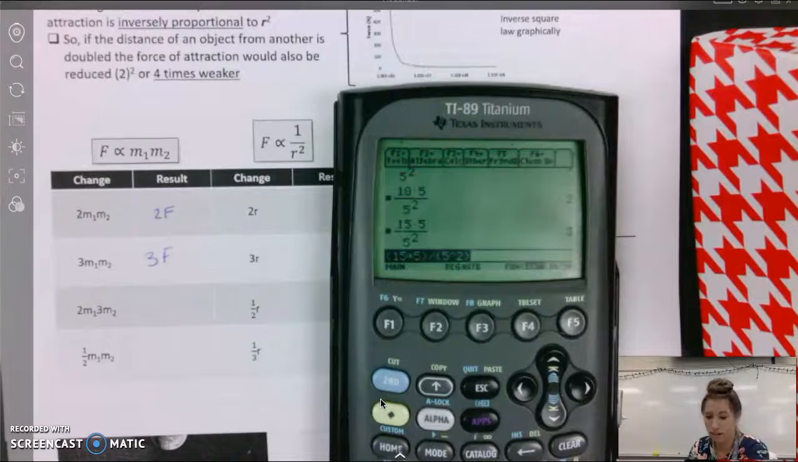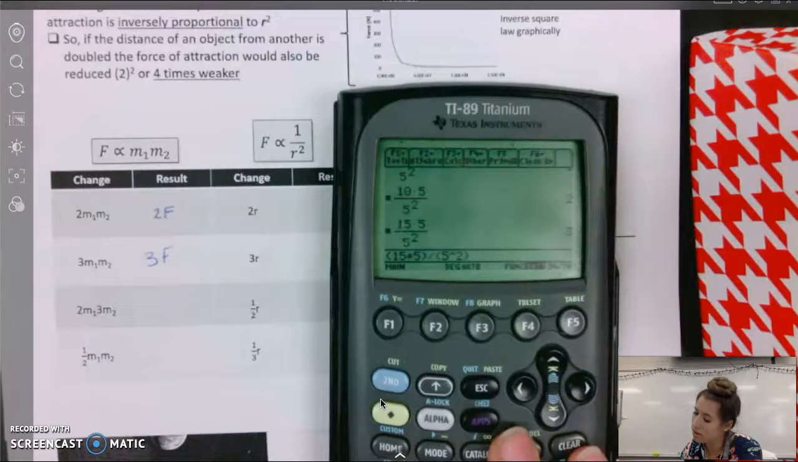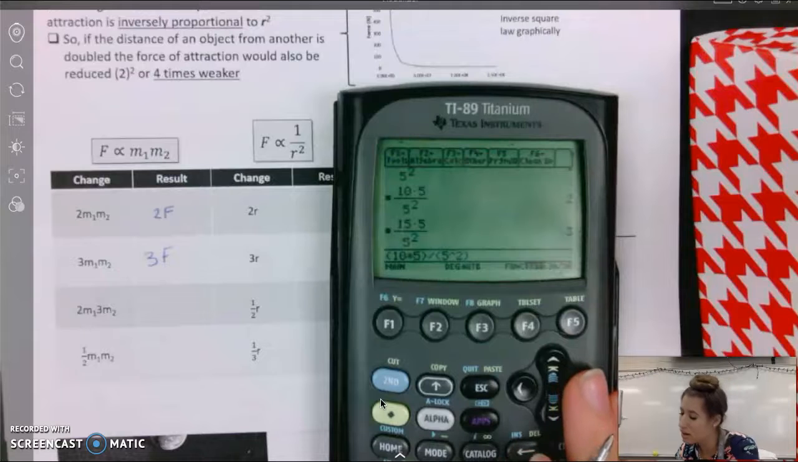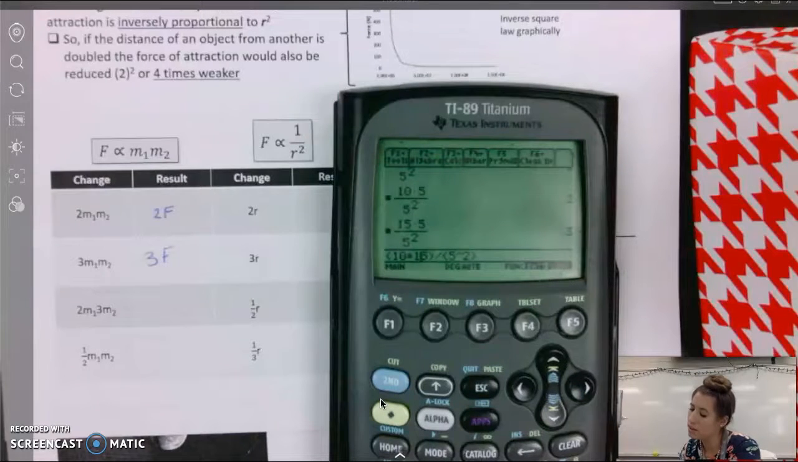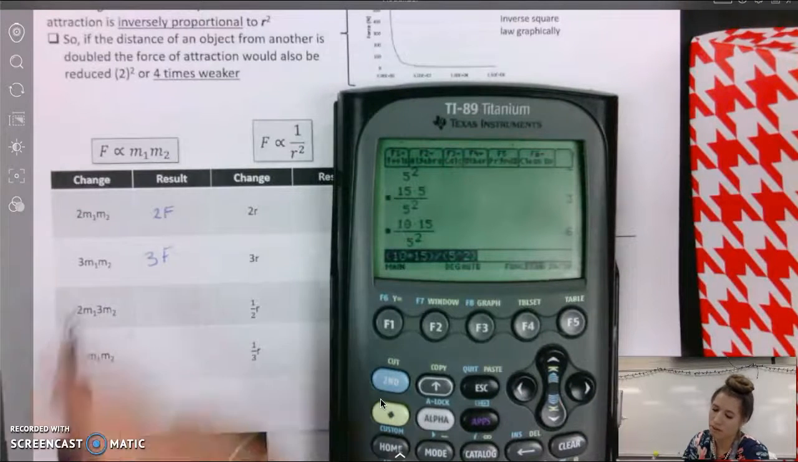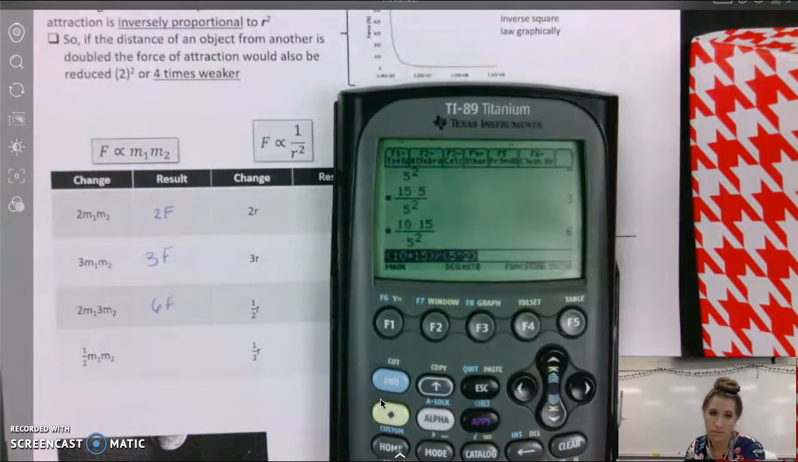Okay, make a prediction now. What if it's 2m1 and 3m2? Okay, what do you think? Write it down, and then let's check. Okay, so have you made your prediction? So we're going to go twice m1, so that'll be 10, and then 3 times m2, so that'll be 15, and we end up with 6. 2 multiplied by 3, so we have 6 times the force that it was before.